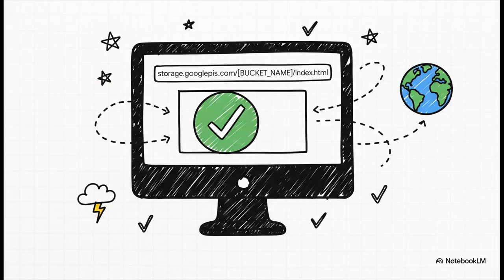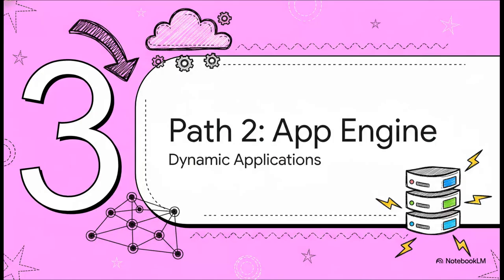And boom, that's literally it. The moment you set those permissions, your site is live. It's out there on the internet, accessible to anyone from this straightforward URL. For simple sites that don't need a lot of back-end magic, this is an unbelievably powerful and cheap way to get online.